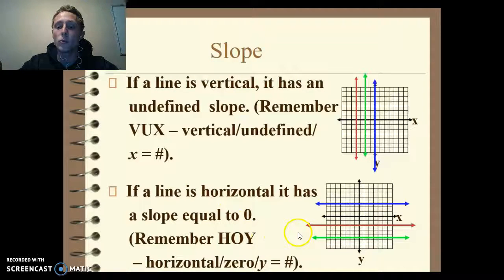A good way to remember the horizontal line is the acronym HOY. H for horizontal, 0 for the slope, and then y equals the number. So y equals the number is going to be our equation for that line.